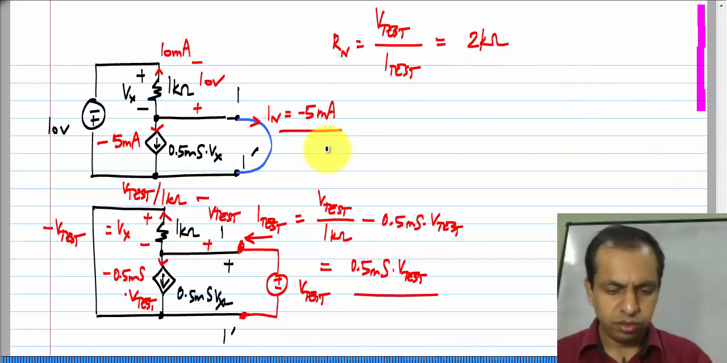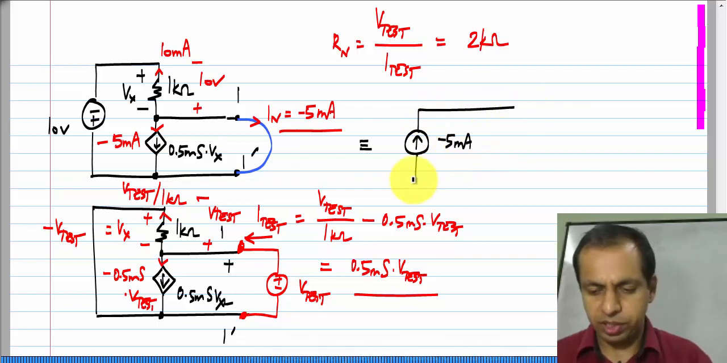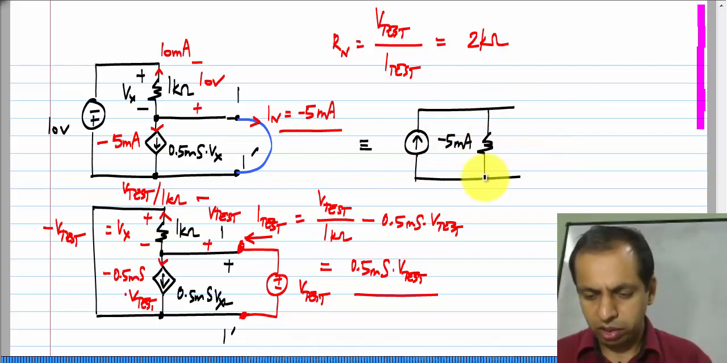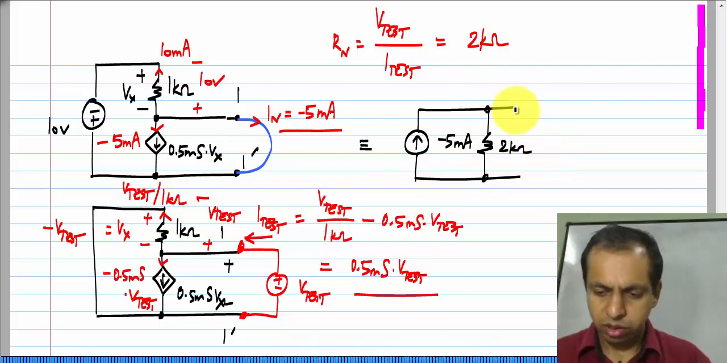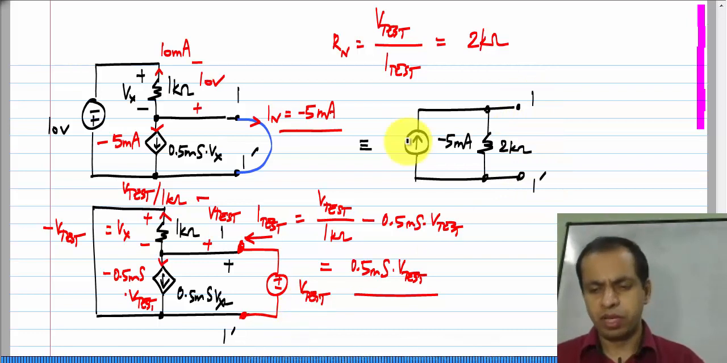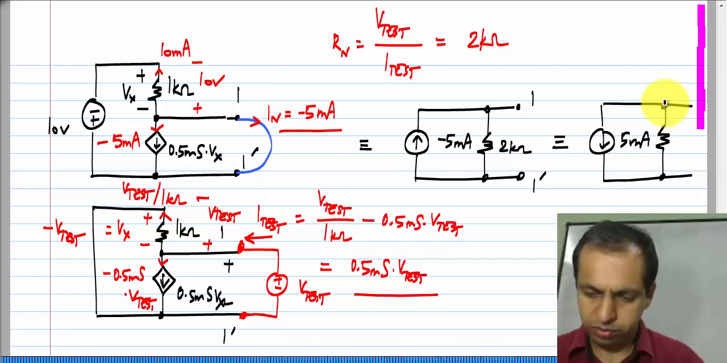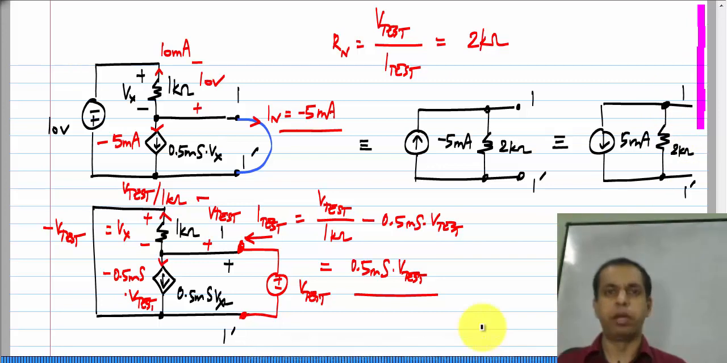So, this entire circuit is equivalent to a minus 5 milliamp source in this direction and a 2 kilo ohm resistance in parallel. That is the equivalent source, and considering the direction of the current, you could also write it as a 5 milliamp current source pointing downwards and 2 kilo ohms with 1 and 1 prime.